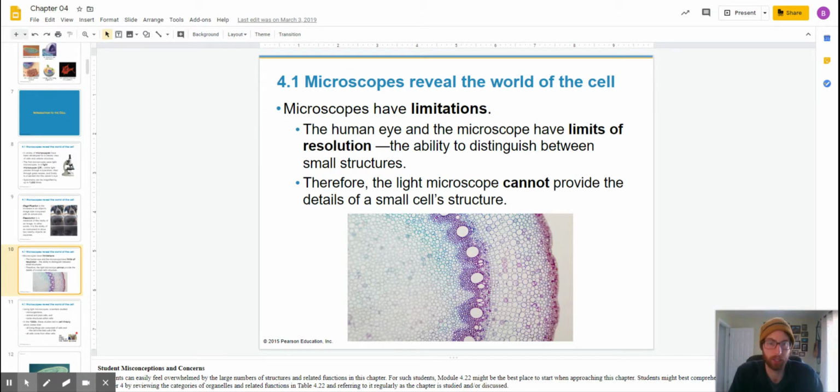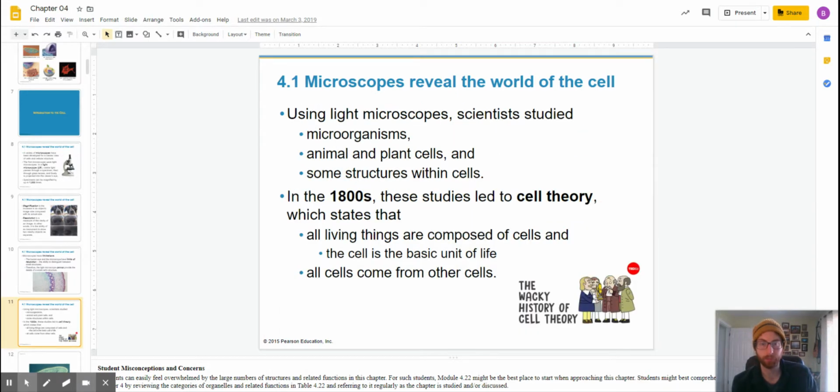All right, this is a nice illustration of a cross section of a root hair, and how you can see the individual cells of this particular specimen. And again, if we were to magnify those cells, there are internal structures which we cannot see with the light microscope. So just highlighting those limitations. These microscopes have been utilized to study microorganisms, animal and plant cells, bacterial cells, and even structures within cells.